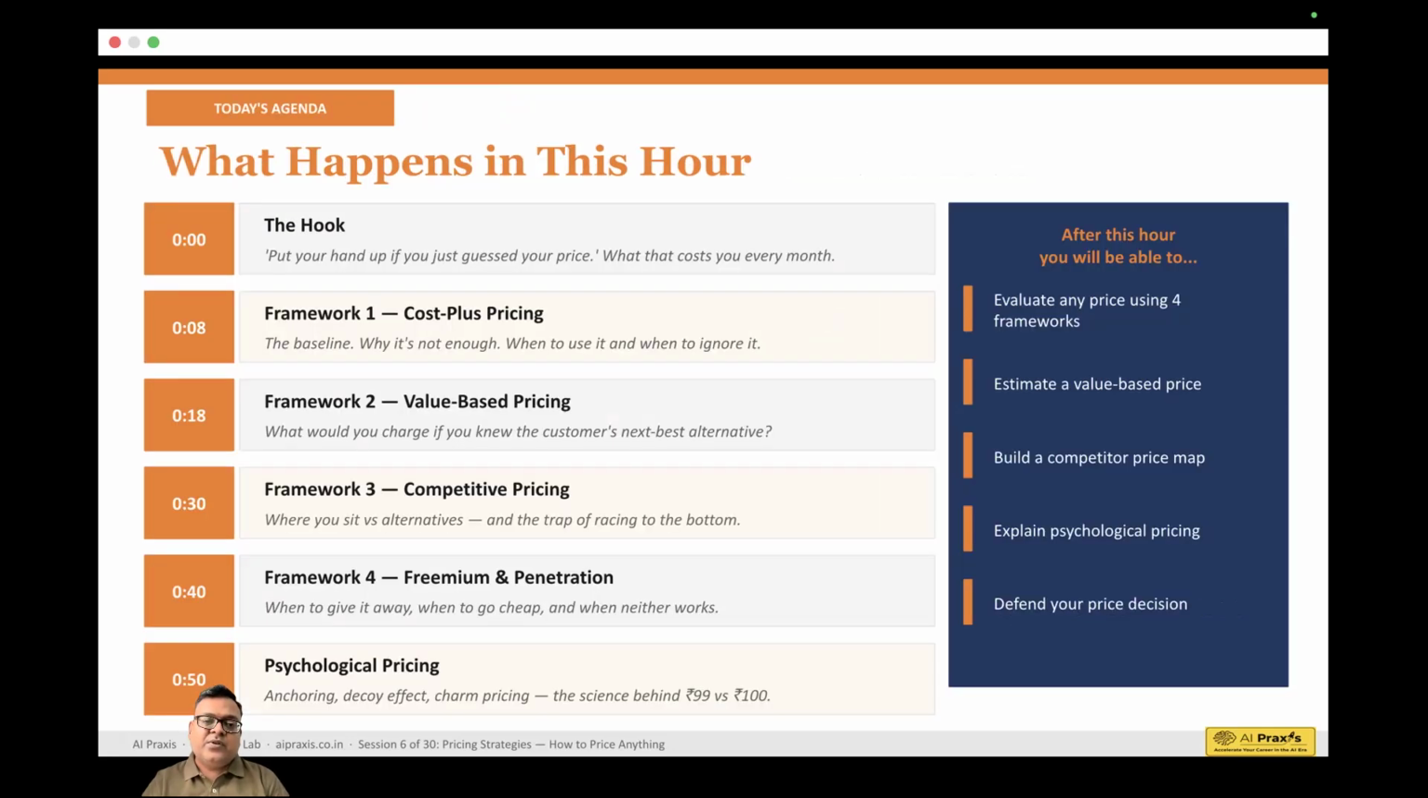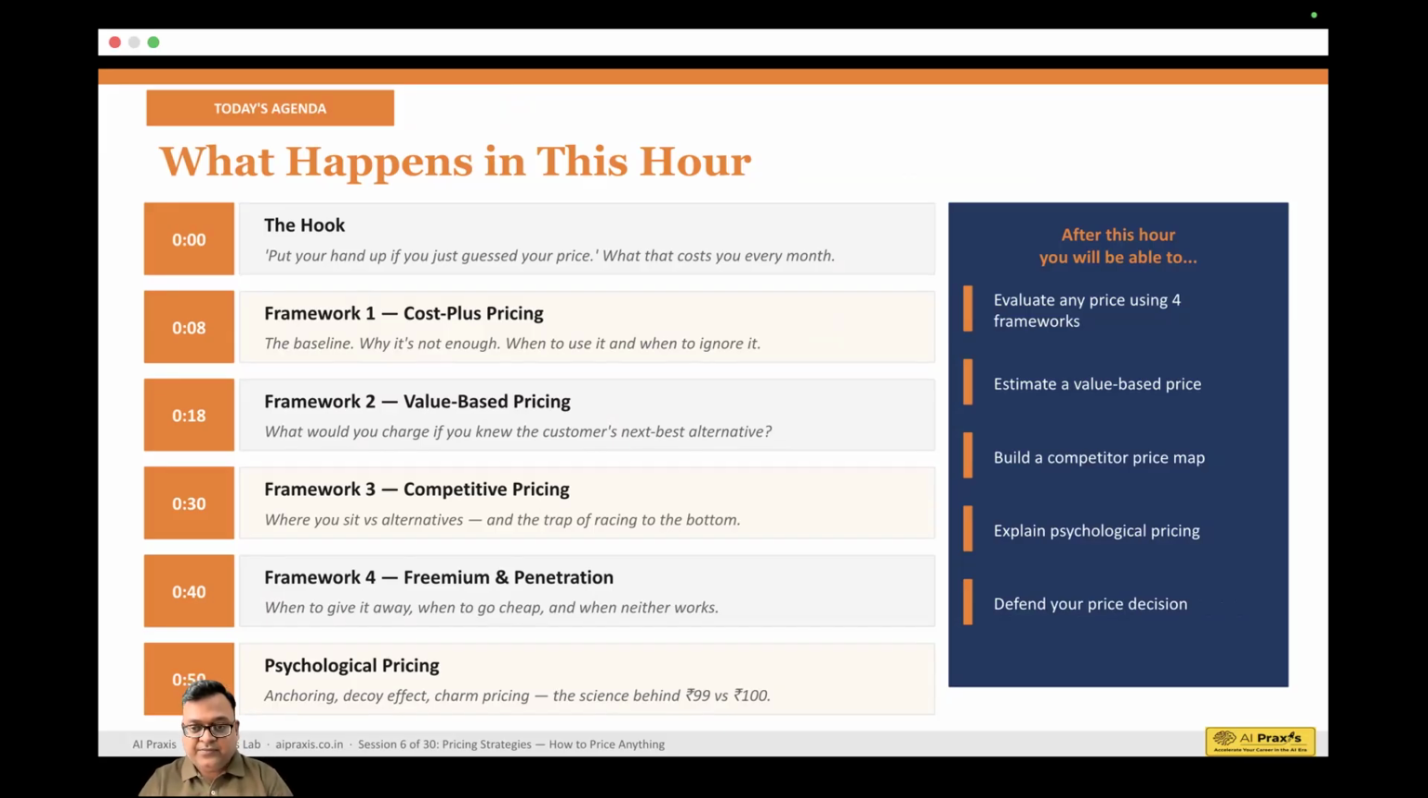So we're going to start with a hook, and it's very simple, right? You will have to put your hand up if you just guessed your price and you have never thought anything else. Let's see what it does. The 4 frameworks that I discussed, and these are those pricing: cost plus pricing, value-based pricing, competitive pricing, freemium, and penetration. There's something called psychological, and that's where we will see something called anchoring, decoy effect, which we actually do in daily life.